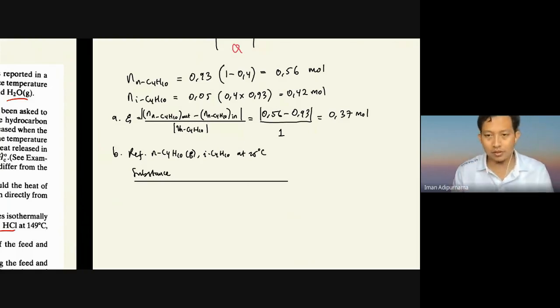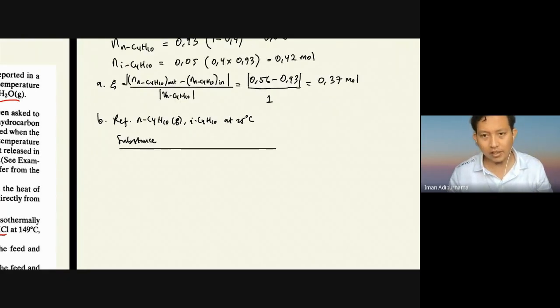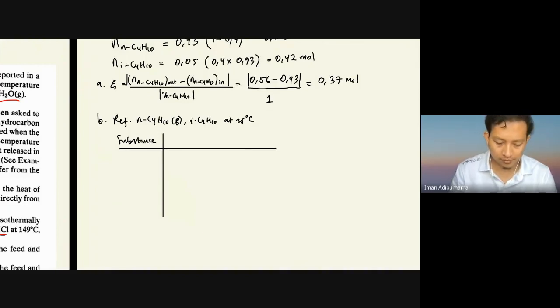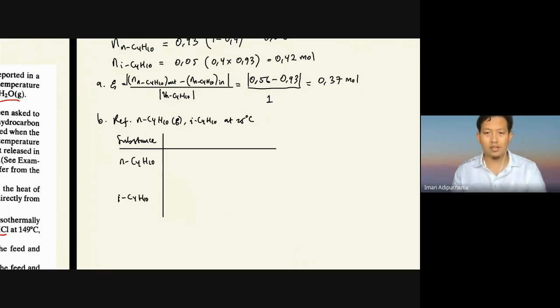I think I can also share maybe one or two links that I found on YouTube, and I think they are pretty useful, especially for taking the table and determining the mole and enthalpy, which one has the reference and which one does not. I will share later. But let me write all these substances here. We only have 2 substances, right? The n-butane and isobutane.